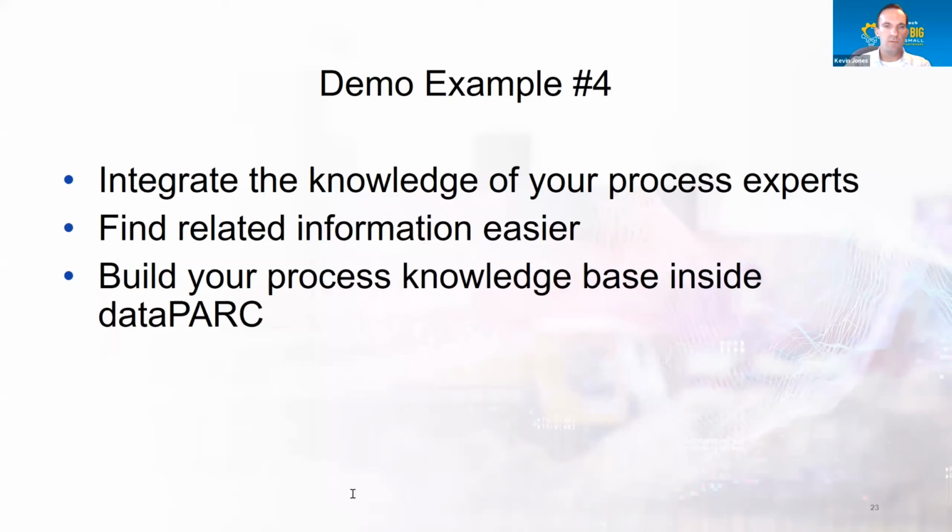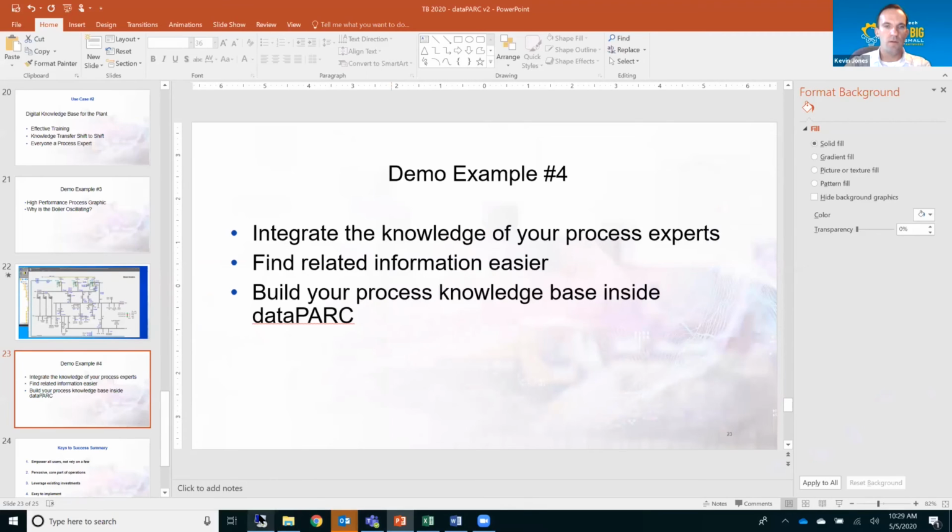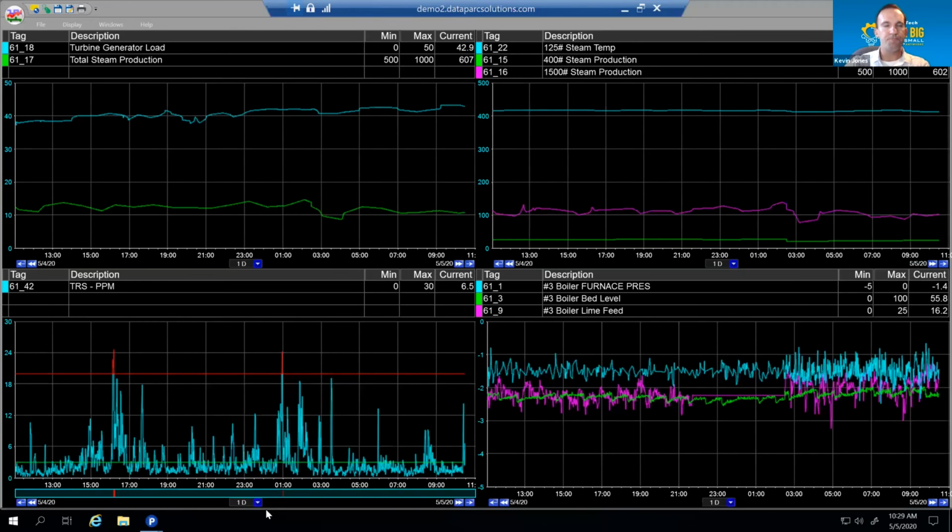So in this case, I'm going to be the one driving here, and I'm going to go to our demo system. This is another trend related to a boiler. In the top left, we have some of the output of the boiler, so the electricity from the turbine, some of the steam production, the actual boiler bed. Then I have some environmental data on here.